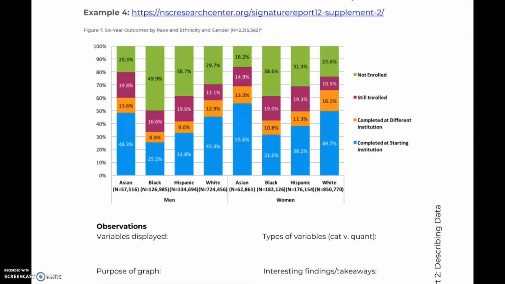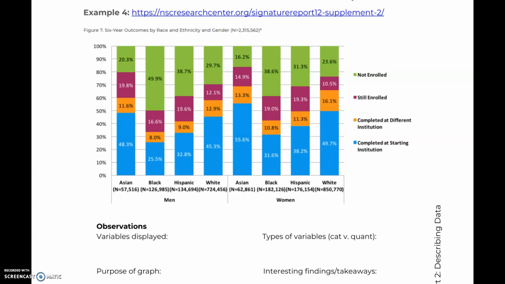We looked at this graph during our activity, and we discussed how many different variables were displayed. We had the gender, we had the race, and then we had the 6-year outcomes, so actually 3 variables displayed. This is a stacked bar chart. A bar chart is for categorical data. When we compare different groups, we often use a stacked or a side-by-side bar chart.